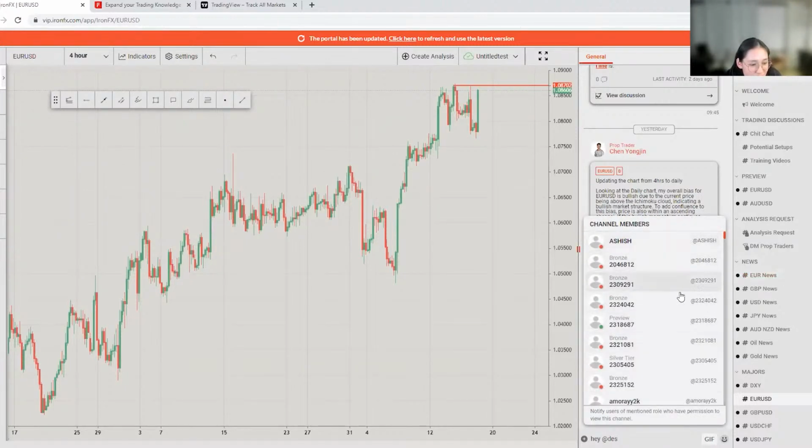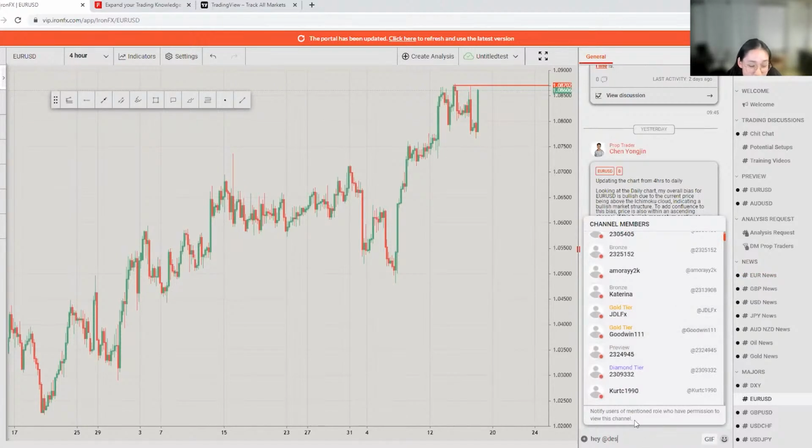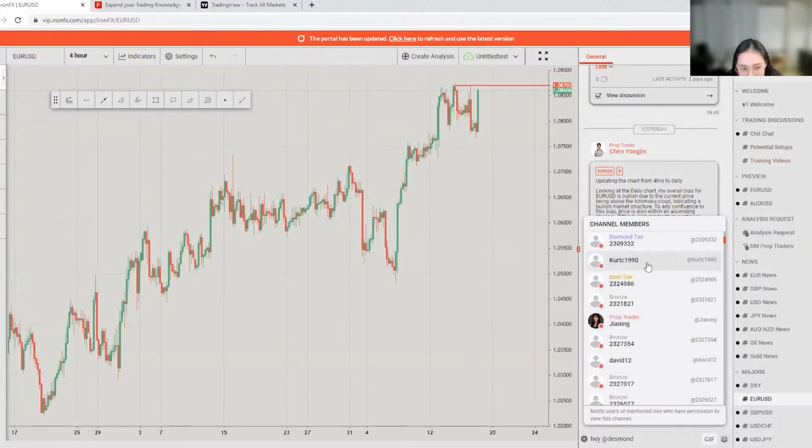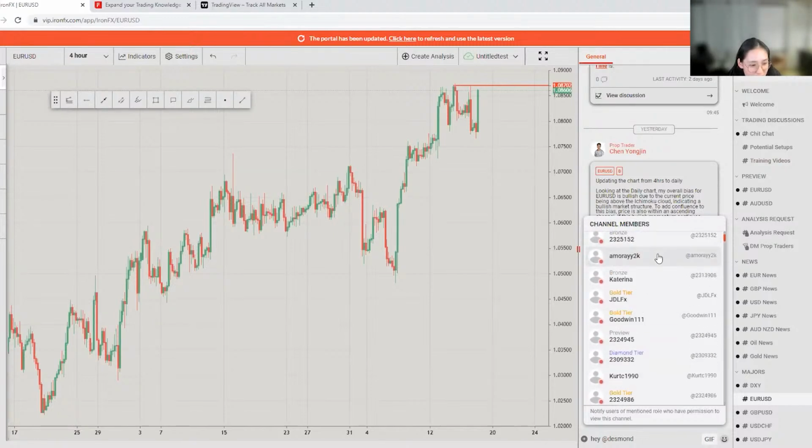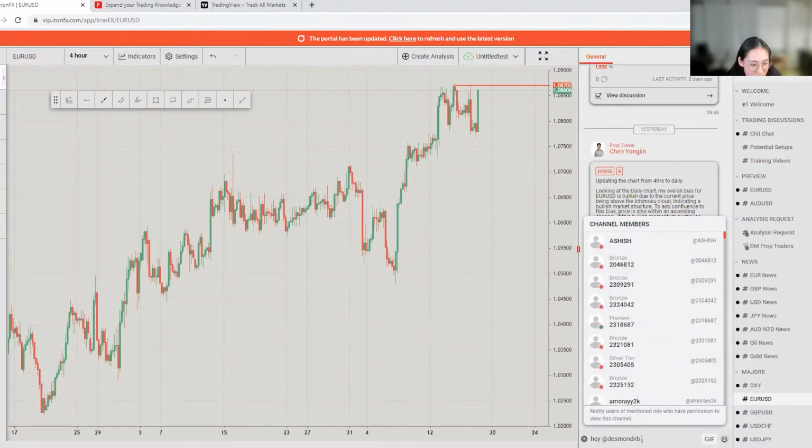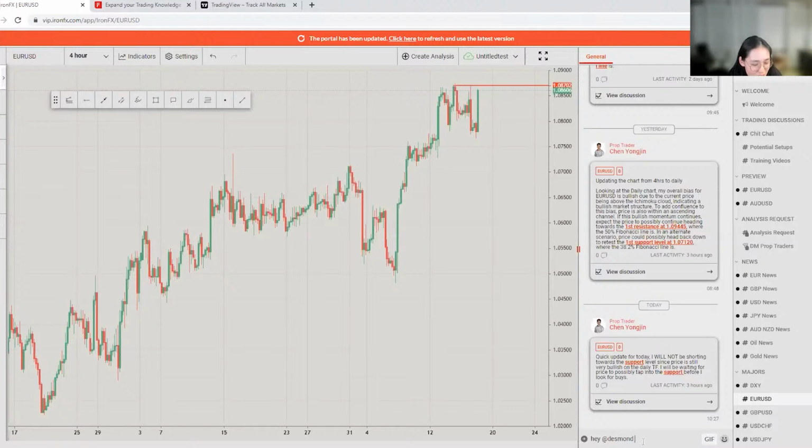You can see that there are a lot of people in this chat. So if you put it in, there are many people who will be willing to help you, as well as some of our pro analysts. I am also in this chat, so you can go ahead and type it in. I don't know why it's not showing up. Okay, but you can tag whoever you want.